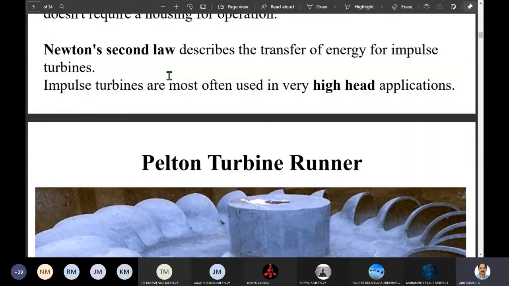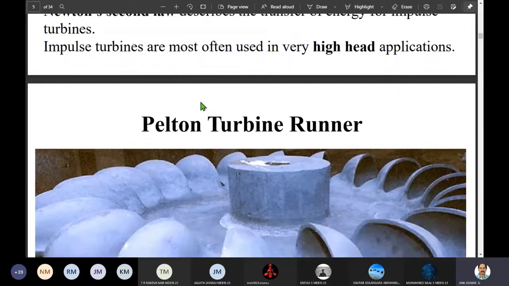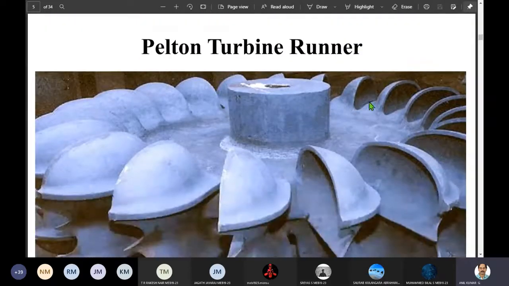So the water jet, when it passes over the blades, what will happen? It undergoes a change in momentum. So because of Newton's second law, we can say that a force is exerted. Then that force is responsible for the torque generation, and consequently the runner will rotate. So impulse turbines are most often used for very high head applications.